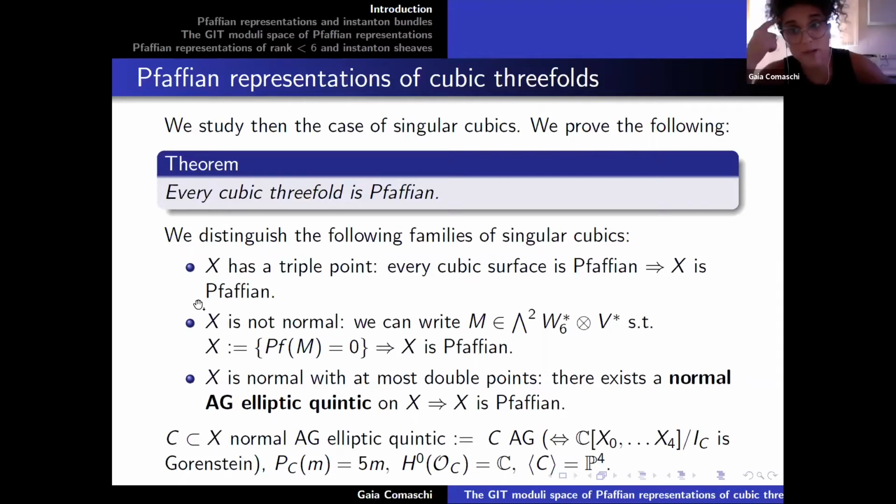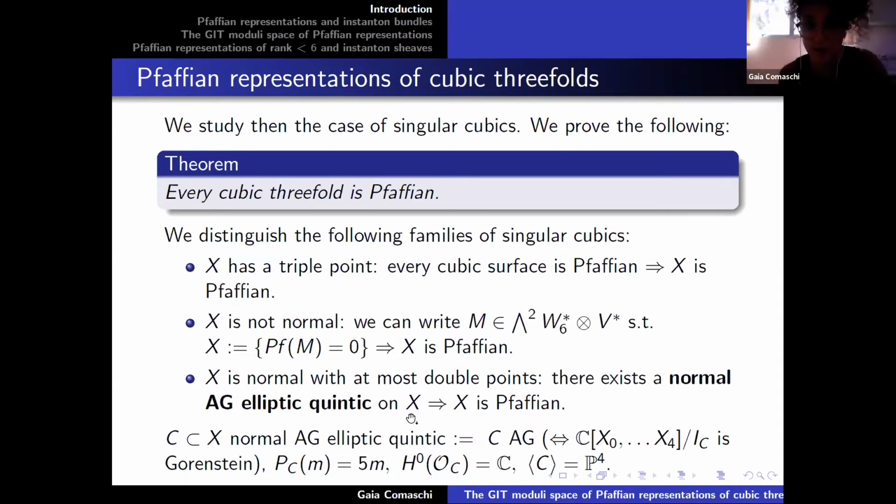For a cubic that has singularities in codimension 1 or 0, so non-normal cubic, we are able to write down explicitly by hand a matrix of linear forms whose Pfaffian defines the cubic. And the most interesting case is the case of normal cubics that present at most double points. In this case, we are able to construct Pfaffian representation starting from the so-called normal elliptic quintic arithmetically Gorenstein.